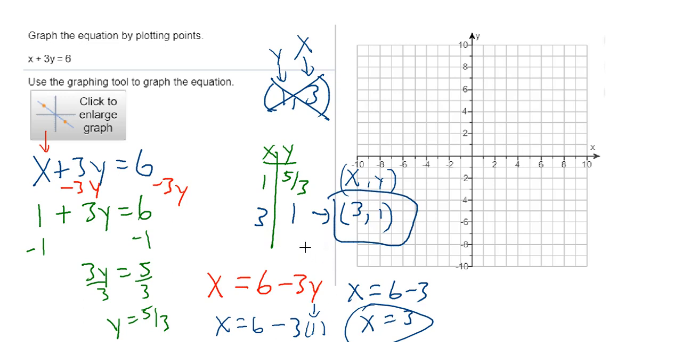Right, so in this situation, it's going to be easier for us to pick our values for y, plug them into the equation, and let the equation tell us what x has to equal. So pause the video, and you pick a value for y, plug it into the equation, and then see what you get for x.